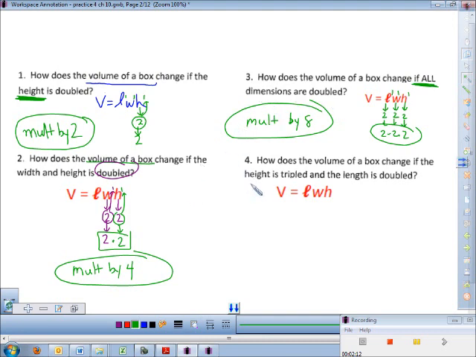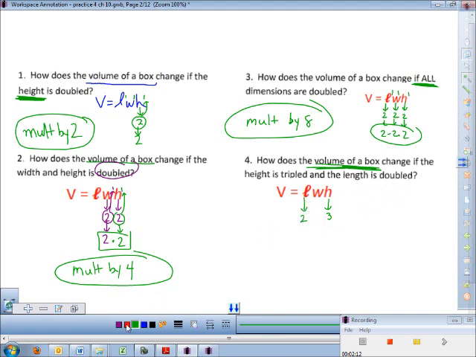Now let's check out number 4 here. How does the volume of a box, so same formula, right? Volume of a box change if the height is tripled, so we have to throw a 3 there, and the length is doubled. So the length, we're going to throw a 2 there.